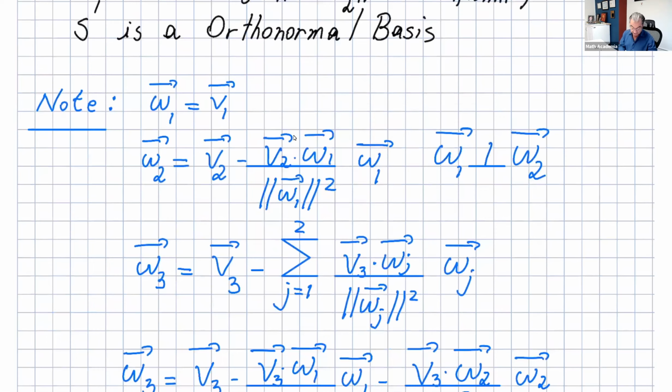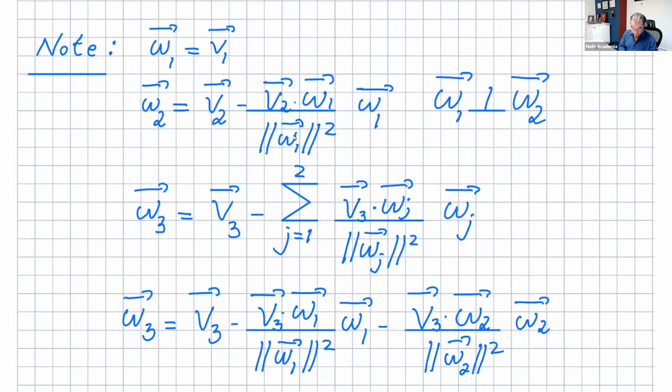As you kind of see, I went for when we are in R3, we start W1 equals V1, W2 is V2, and that expression you are familiar with, minus the projection of V2 over W1, and that's going to give you W2, and we know that W1 and W2 are perpendicular or orthogonal.